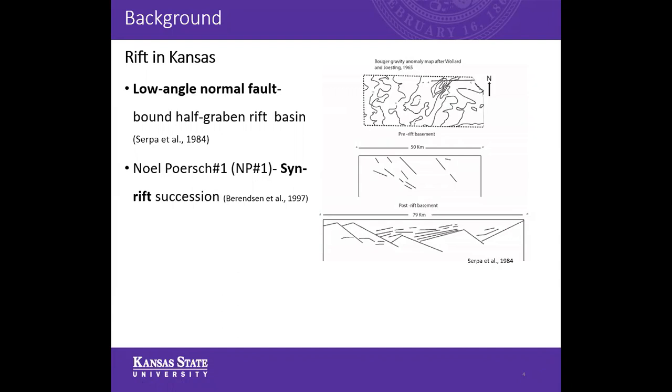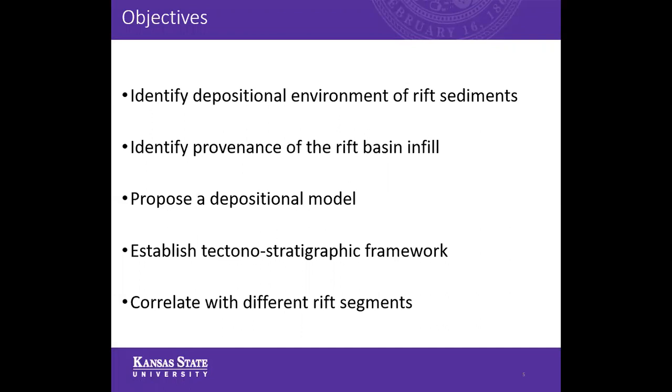However, there hasn't been much study in terms of rift evolution in Kansas. That's where this study comes in. With an aim to understand the rift evolution process in Kansas, the study wanted to identify the depositional environment and provenance of the rift basin infills. It also wanted to propose a depositional model and establish a tectonostratigraphic framework. Furthermore, it attempted to correlate between the different rift segments to see the differences and similarities between them.